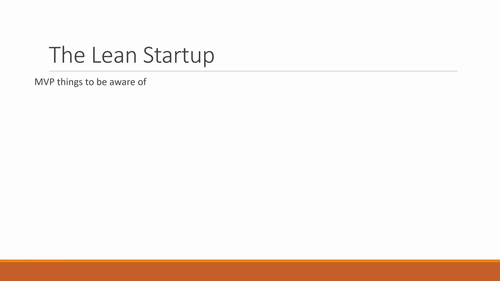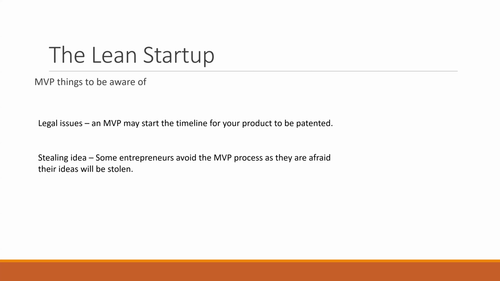These are just some items that the author brought up on an MVP that I thought would be interesting to share. Some of them apply, some of them don't. But legal issues: if you're creating something that potentially would be patented, if it's not a process, I think he used pharmaceutical references to start. An MVP could start the timeline for a patent. So it's just good to be aware of that, so you don't run out on something like that and lose a product.